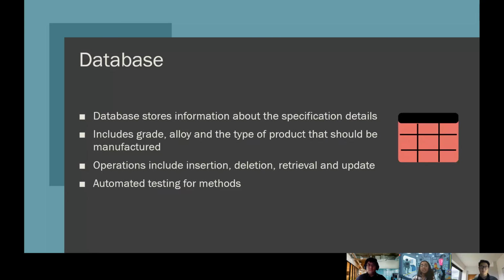So the database was designed to store specification details such as the grade, alloy, product type, and the material used for the products that are manufactured at United Titanium. So there was a lot of information that they needed to store in the database. And several operations needed to be performed on the data that is stored in the database. These operations included inserting new data into the database, deleting or updating existing data, and retrieval of data.